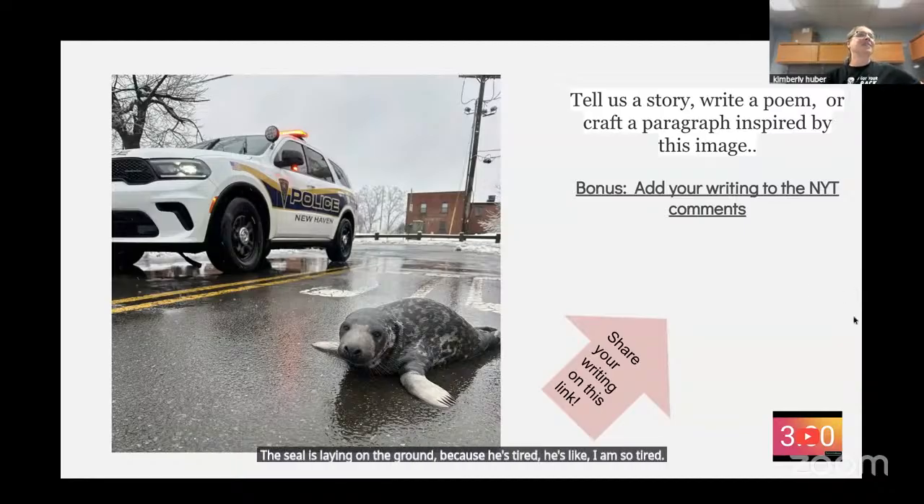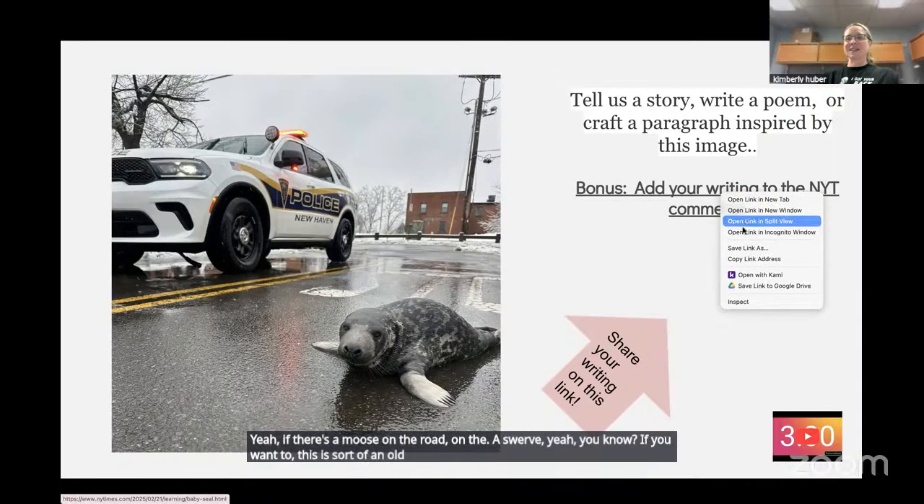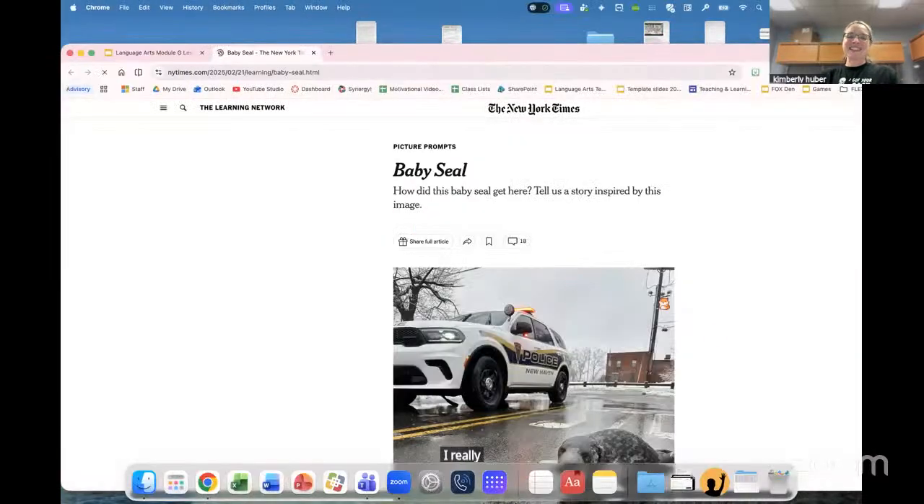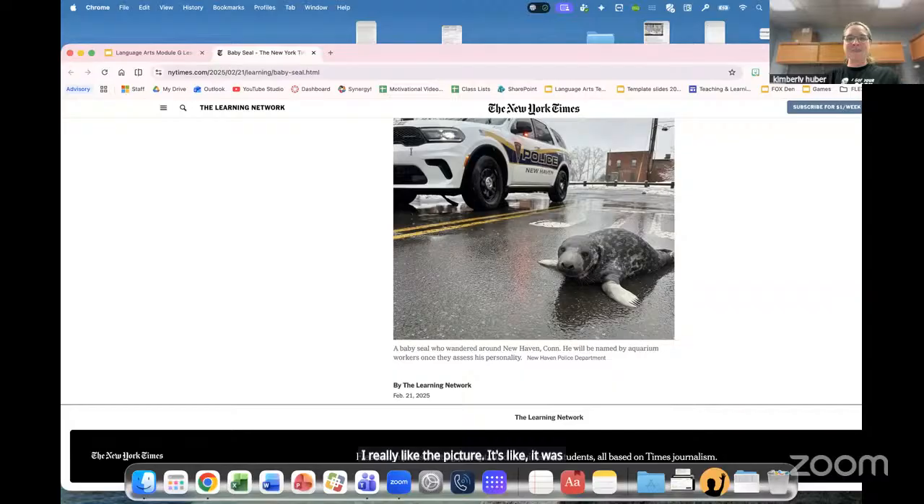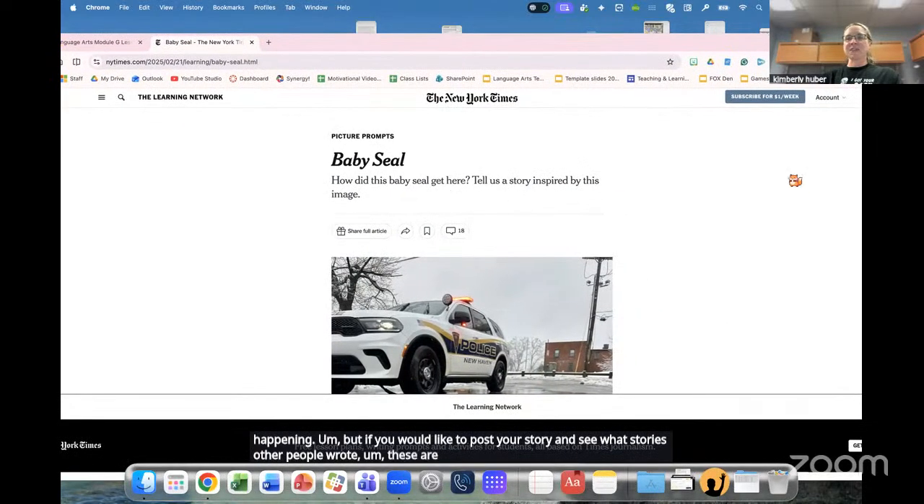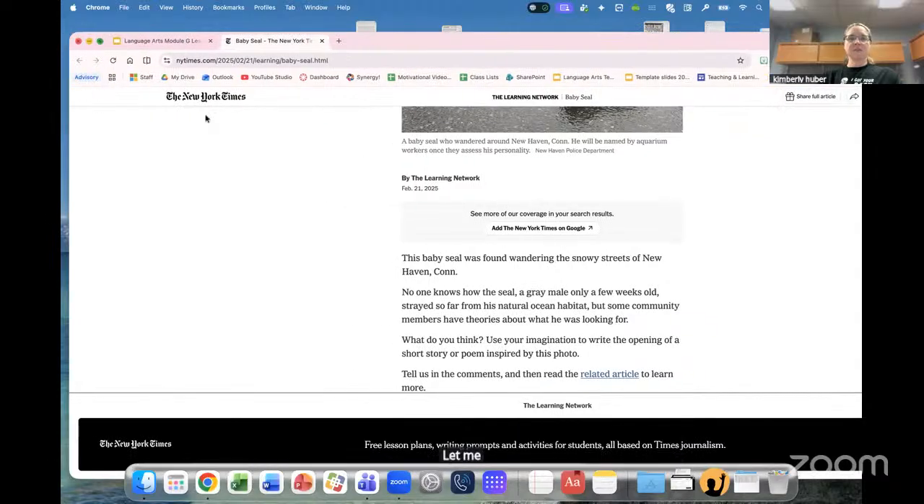Oh, yeah, if there's a moose on the road, swerve. This is sort of an old one, but I just really like the picture. It's like it was a real picture that was really happening. But if you would like to post your story and see what stories other people wrote, these are from the New York Times. And let's see here. Let me make it bigger.